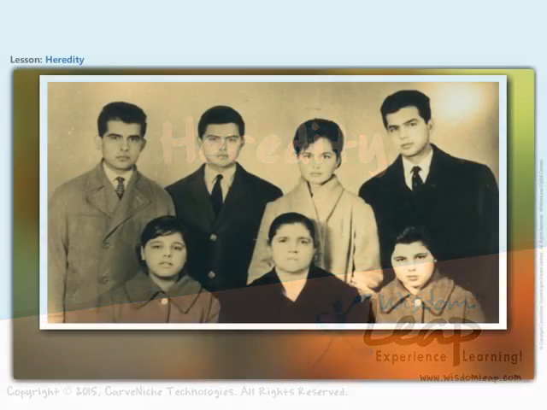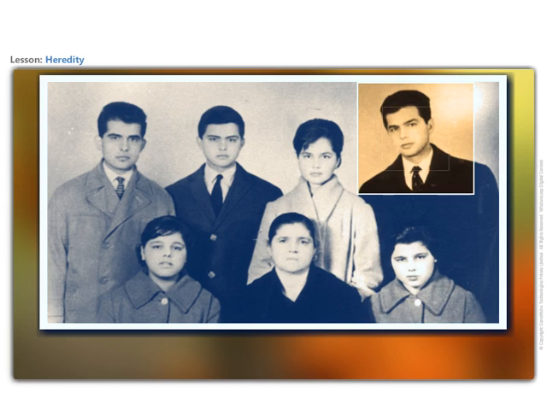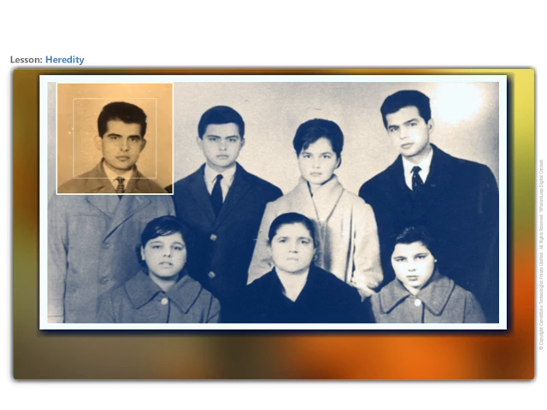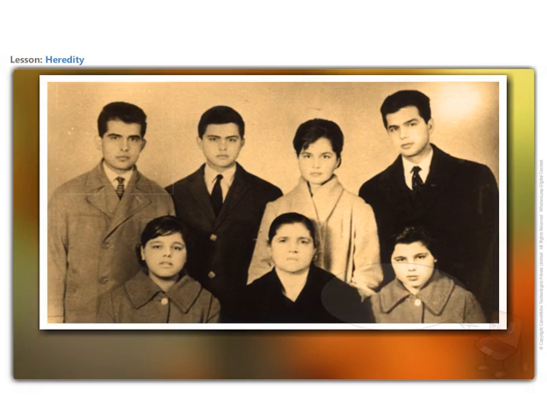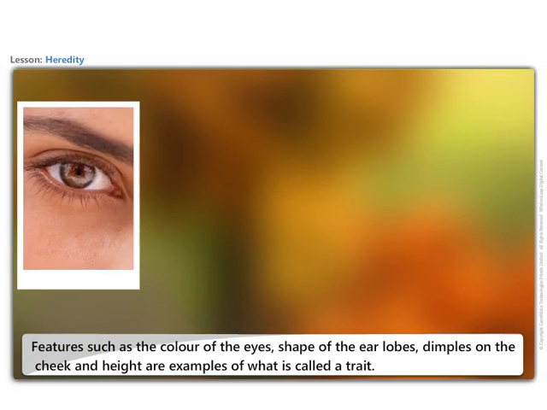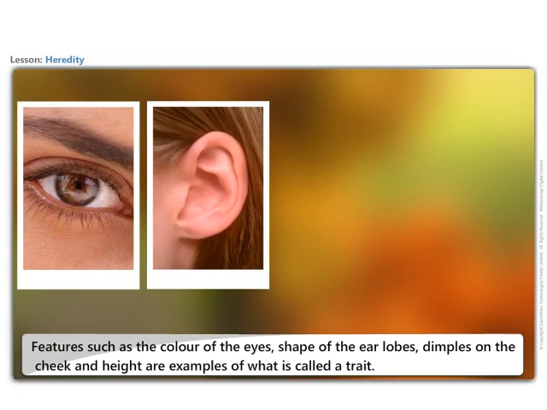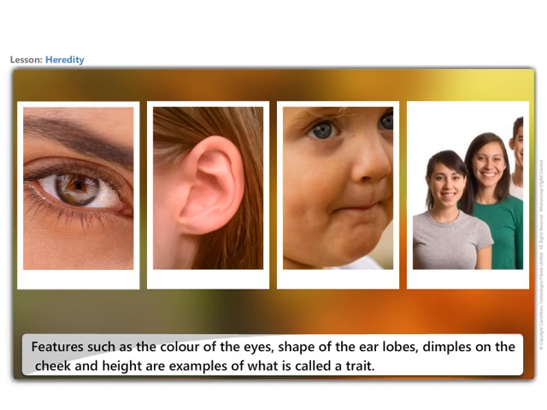Have you heard people say, "She has her mother's eyes and her father's height," or "He looks a lot like his grandfather"? What do they mean? We notice that there are certain resemblances in the offspring from their parents or grandparents. Features such as the color of the eyes, shape of the earlobes, dimples on the cheek, and height are examples of what is called a trait.